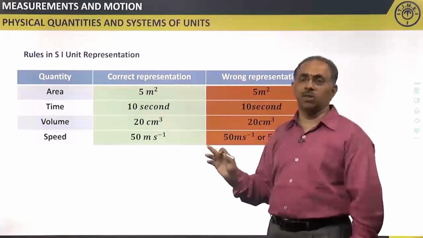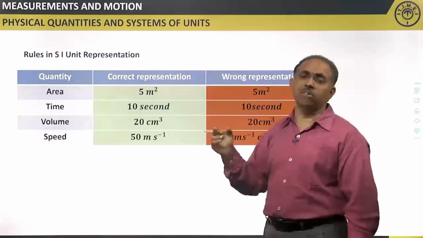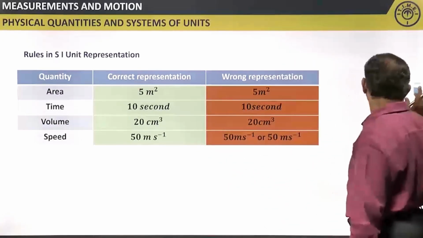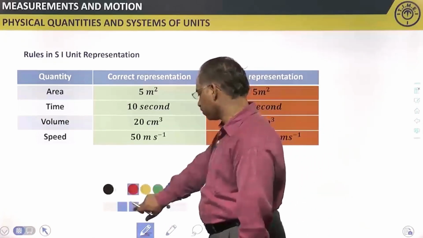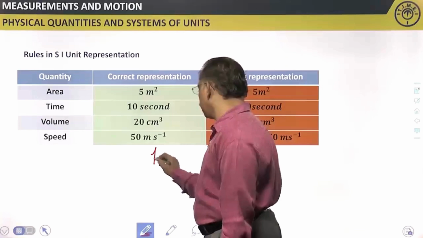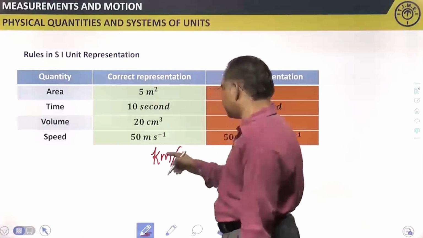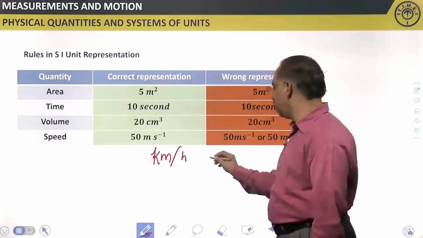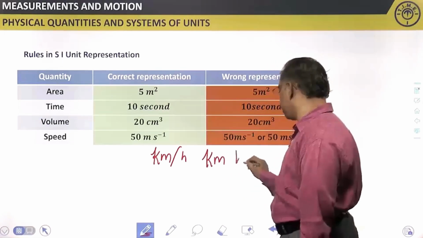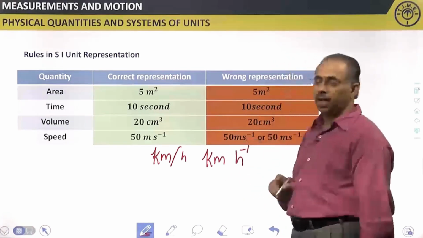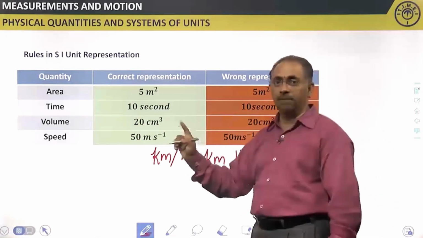Clear? So, if I write kilometer per hour, let me show you that one. If I write kilometer per hour, this is right, or else I can write kilometer per hour. This is also right. I am talking about the unit of speed. Fine. These two are the right way of writing.